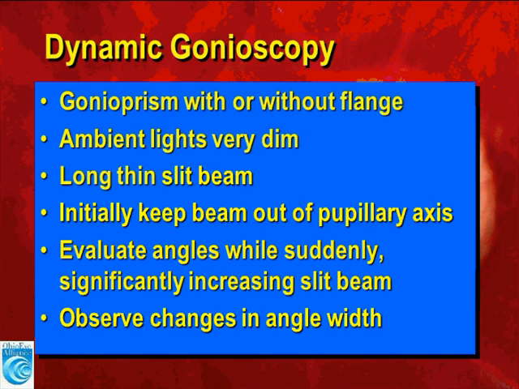In dynamic gonioscopy, what we are doing is varying the light as we observe the angle gonioscopically. Again, we want to use a gonioprism, but this time with or without a flange. Ambient lights must be very, very dim. We want to use a long, thin slit beam initially, keeping the beam out of the pupillary axis, and we want to evaluate the angles while suddenly and significantly increasing the slit beam. We want to observe changes in angle width and angle structures that are visible.